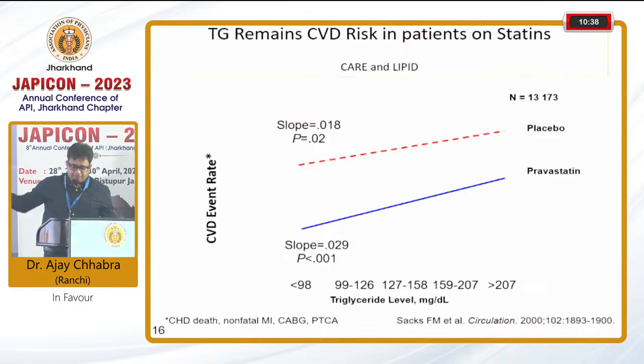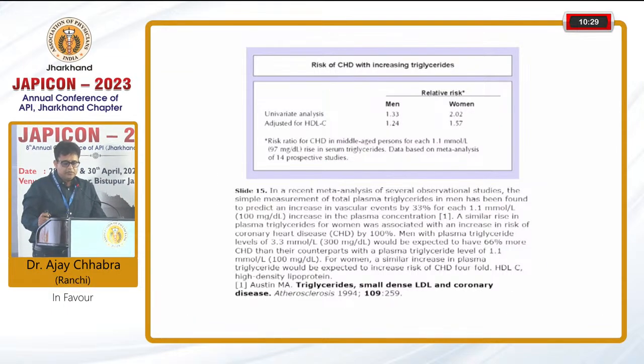This graph was plotted with the help of the CARE and LIPID study, where more than 13,000 subjects were involved. Now, risk of CHD with increasing triglyceride. In a recent meta-analysis of several observational studies, the simple measurement of total plasma triglyceride in men has been found to predict an increase in vascular events by 33% with an increase of 100 milligram per deciliter of triglyceride, and in women by 100% with an increase of 100 milligram per deciliter of triglyceride.